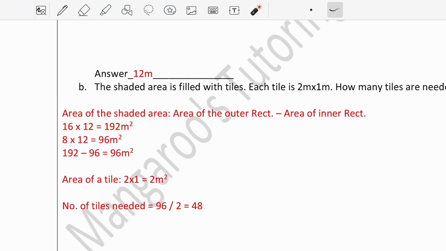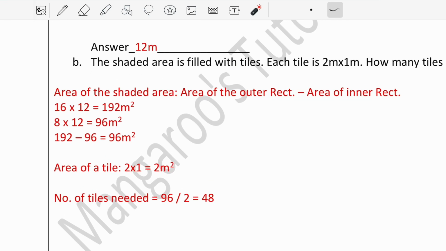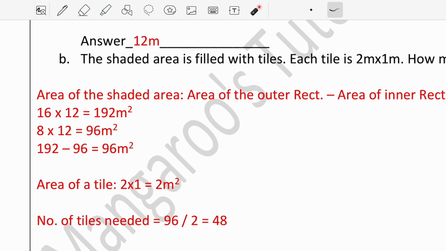So let's take a closer look at B. As I said, the area of the shaded part is the outer rectangle minus the inner rectangle. The outer rectangle is 16 times 12 is 192. The inner rectangle is 8 times 12, which is 96. So we subtract and we get 96 meters squared.